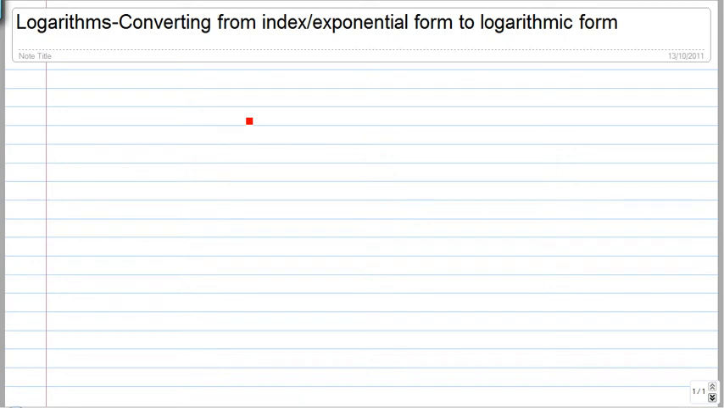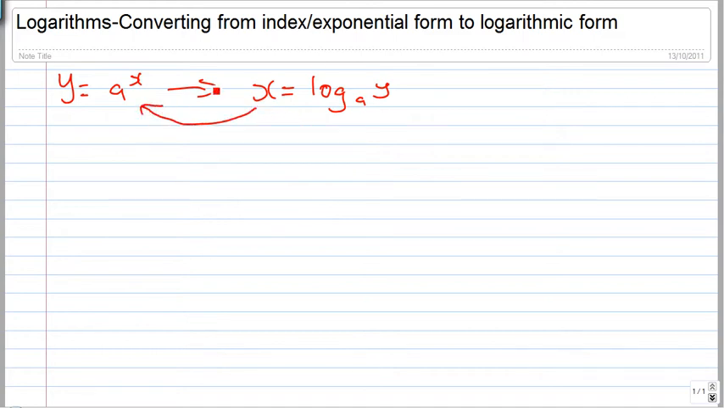Alright, for this lesson we're going to learn how to convert index and exponential form to logarithmic form. Let's say we have y equals a to the power x. This can be converted to x equals log base a of y. Okay, you can convert this back to this as well. So you can convert logarithmic form back to index form also. But this comes with certain conditions.